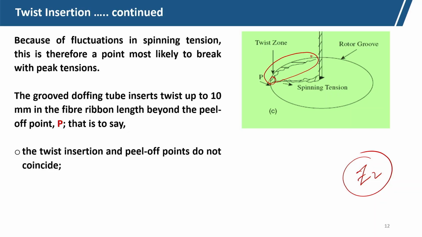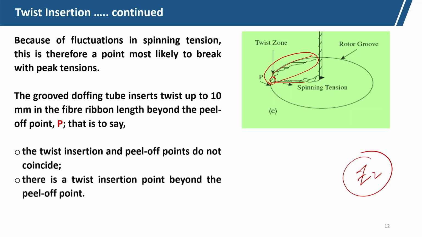If the twist insertion and peel off point coincide, then there will be breakage, because as soon as the fiber comes, there is no twist, and there is a chance of breakage. If it does not coincide, if it is beyond the peel off point, then the chances of breakage will be less. So, the twist insertion point will be beyond the peel off point.